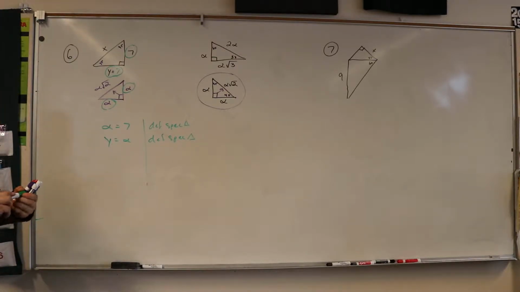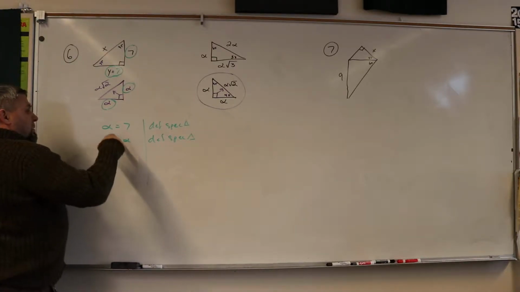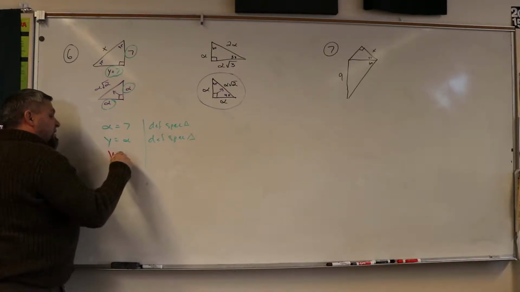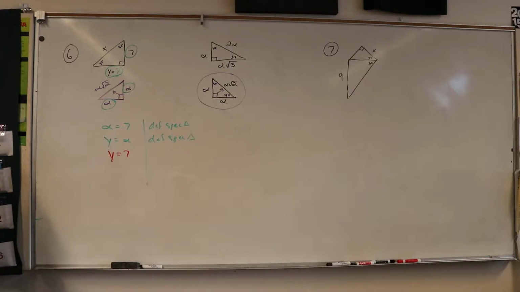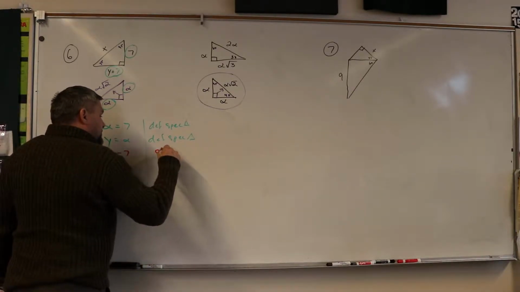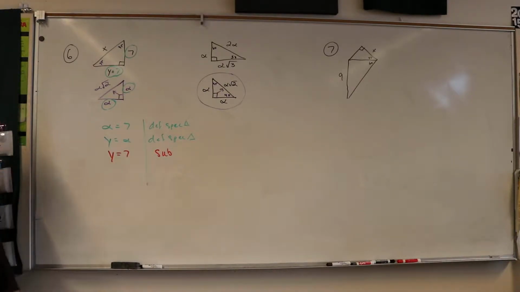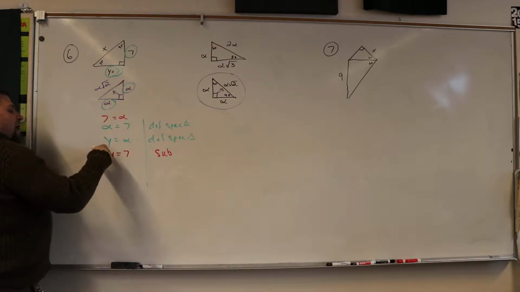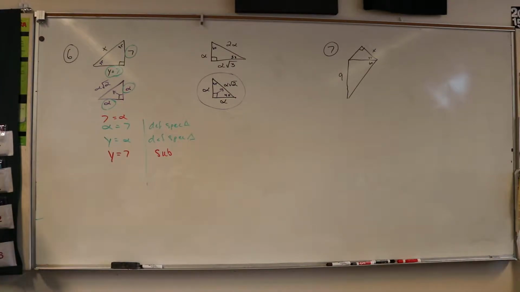Okay? And then, well, alpha is 7, so y is equal to 7. Substitution. Now you could have written this as 7 equals alpha, and then y equals alpha. And remember that rule at the beginning of the year? If a equals b and b equals c, then a equals c, right? And we could have used that rule also instead of just substitution.